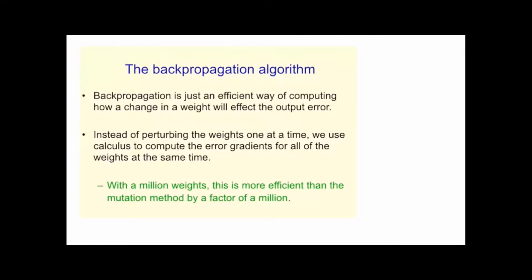What he really added to this model was the backpropagation algorithm, which took some years to develop. Instead of perturbing the weights one at a time, which takes forever, calculus can be used to compute the error gradients for all the weights at the same time. Now here's some deep mathematics, which we will not get into, but for example, with 1 million weights, this is more efficient than the mutation method by a factor of 1 million.